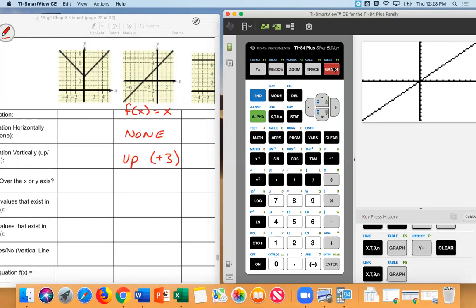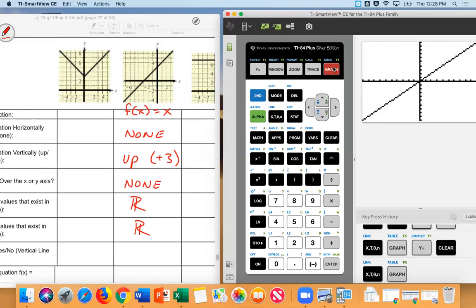Over the x or y axis, now it's still going in the same direction. Domain, that's all reals. Range, that's all reals. Okay? Wait, how do you find domain and range in this? Domain is, are there x values you can plug in? Oh, so you can plug out x values. Yeah. Plug out y values.